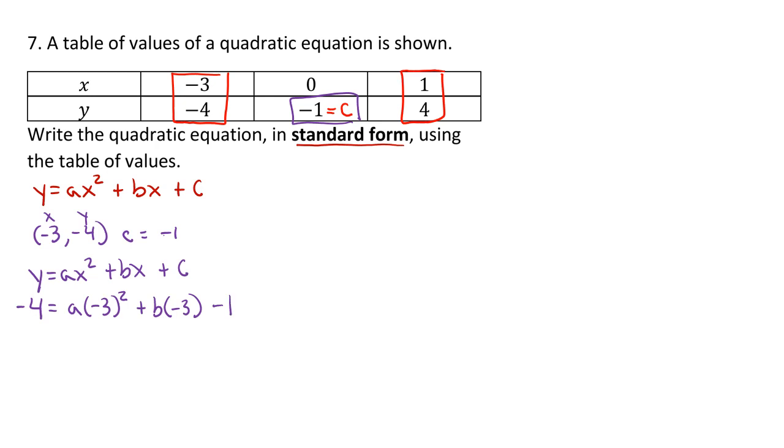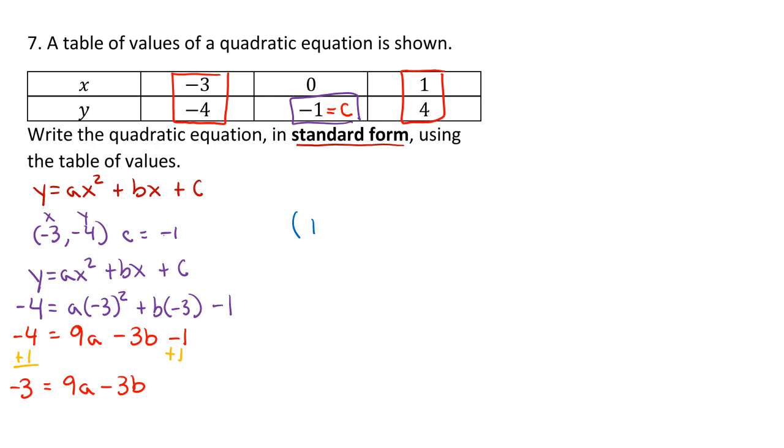We're going to do our math. -3 squared is +9. b times -3 is -3b, and we have our -1. That all equals -4. We're going to go ahead and add the 1 over. So we're going to have -3 equals 9a minus 3b.